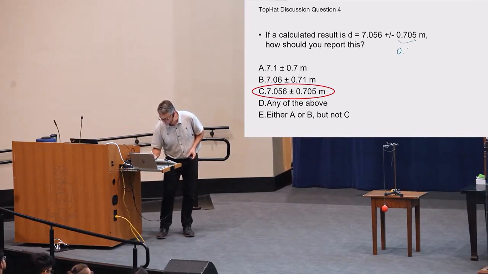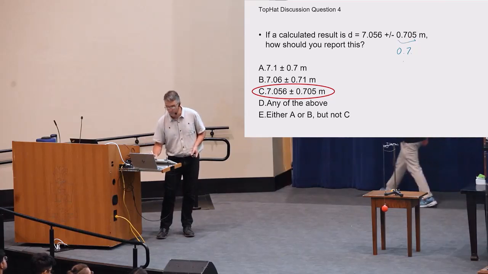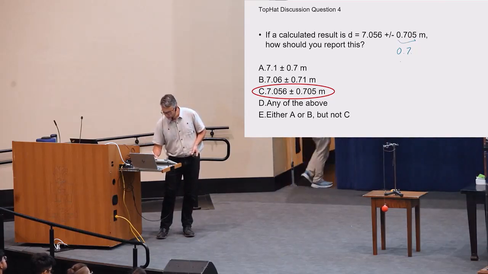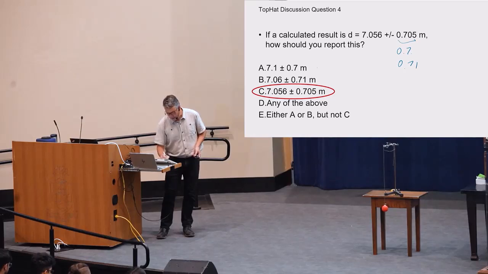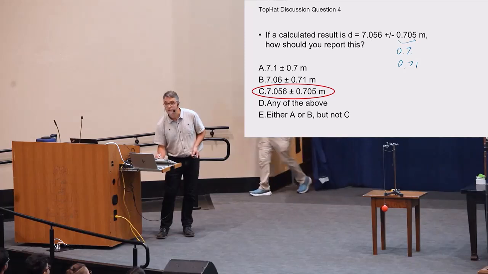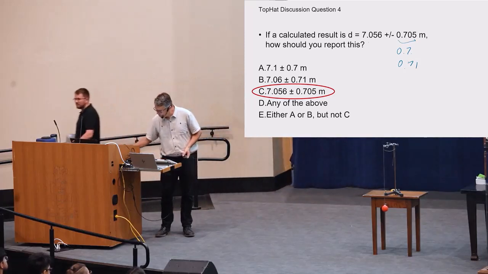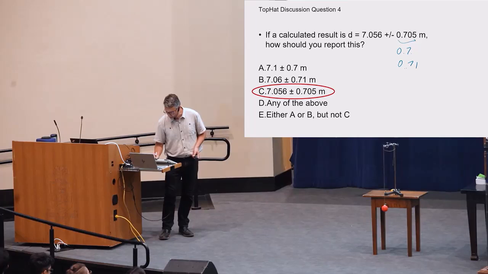So you can either do 0.7, that's what I would tend to do, or if you're really writing a careful paper, you round it to 0.71, because 5s tend to round up, in my opinion. And then if you use 0.7, you should round the 7.056 to the nearest 10th place. And if you use 0.71, then you should round the 7.056 to the nearest 100th place. So it depends how you rounded the uncertainty to give you how you round your value.